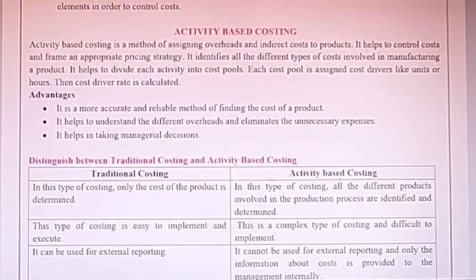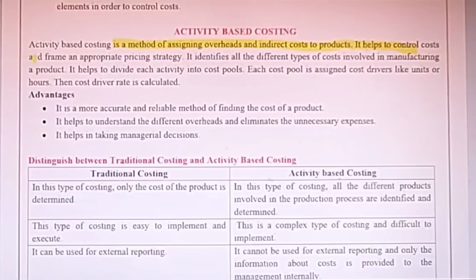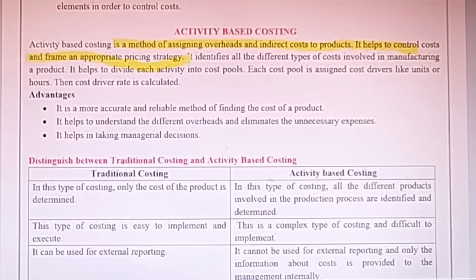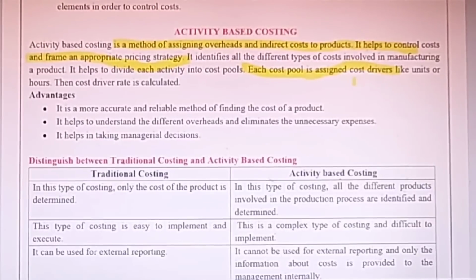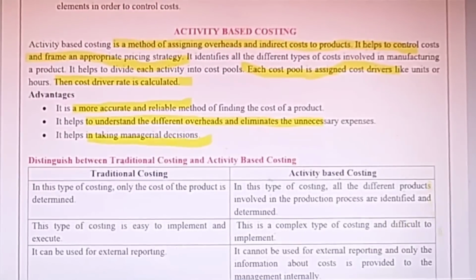Then we have activity based costing. Basically, it is a method of assigning overheads and indirect cost to product. It helps to control cost and frame an appropriate pricing strategies, right? And different types of cost pools are assigned, and cost drivers like units and hours are fixed, and then cost rate is calculated. The main advantages of activity based costing is it is more accurate and reliable method of finding cost of a product, and it helps to understand the different overheads and eliminate unnecessary expenses. It helps in taking managerial decisions.